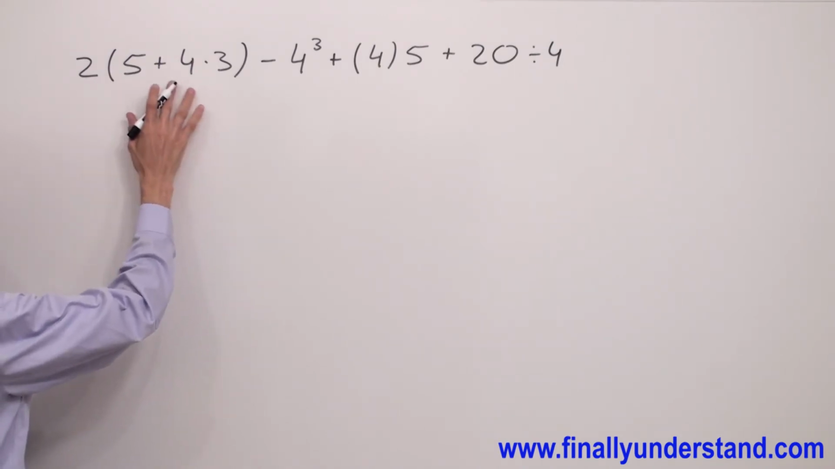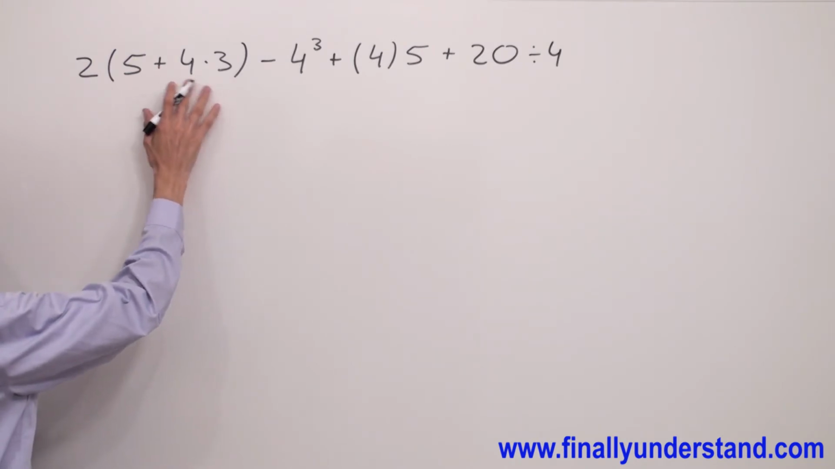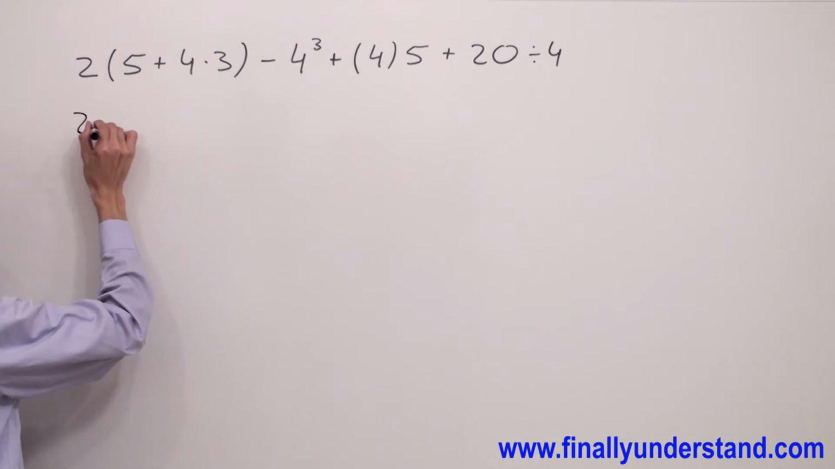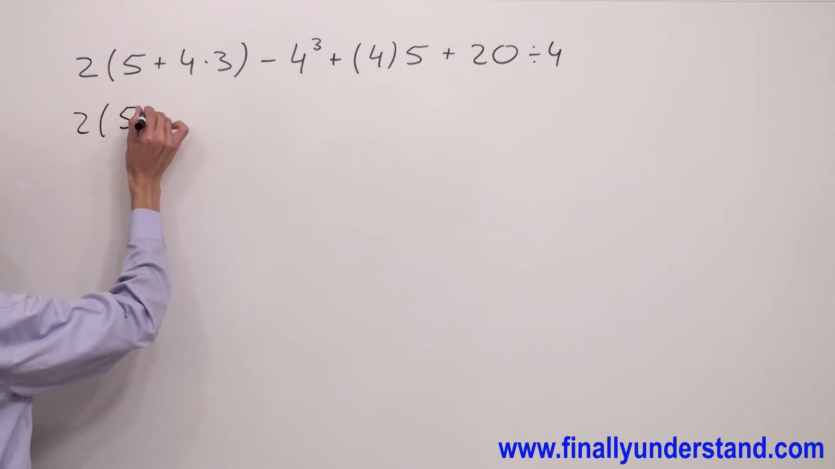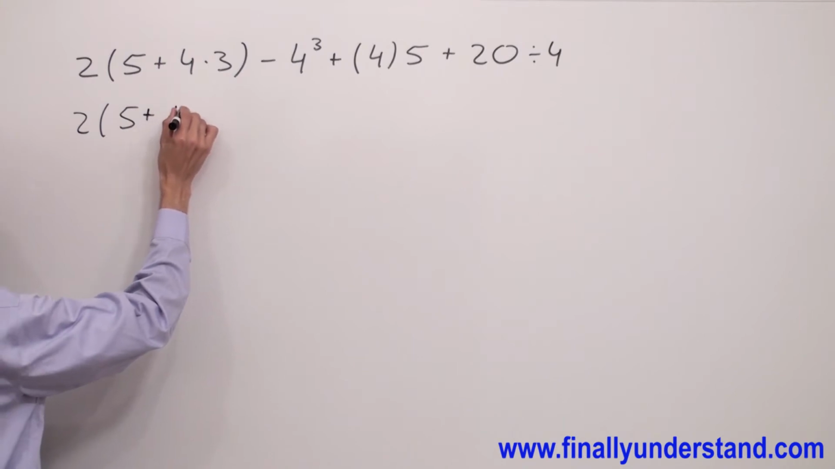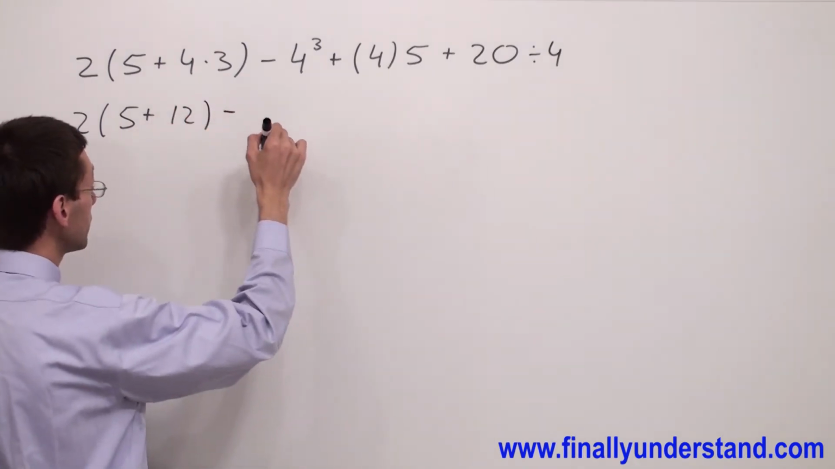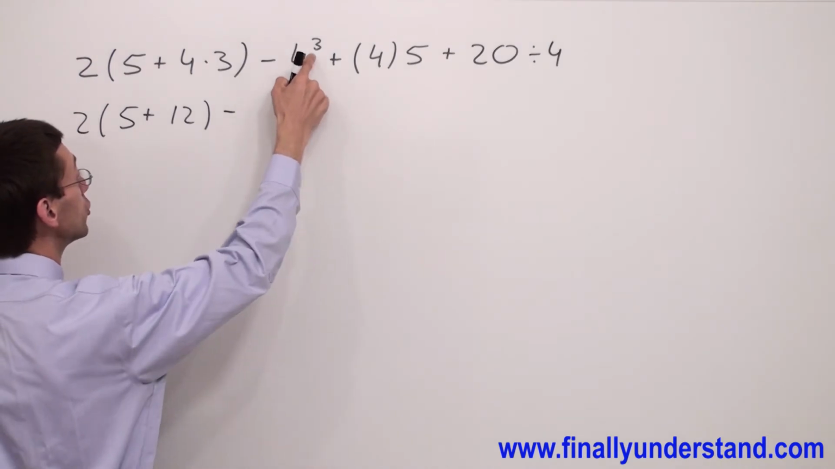Inside of these parentheses, we have multiplication and addition. We have to perform multiplication first. So I have 2, and I have 5 plus 4 times 3 is equal 12. Minus, I have 4 to the third.